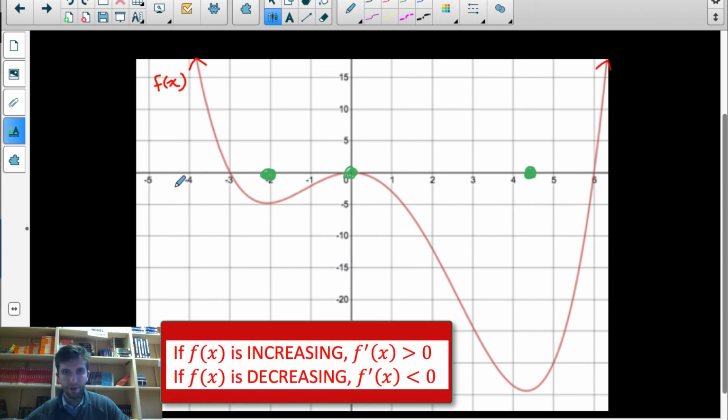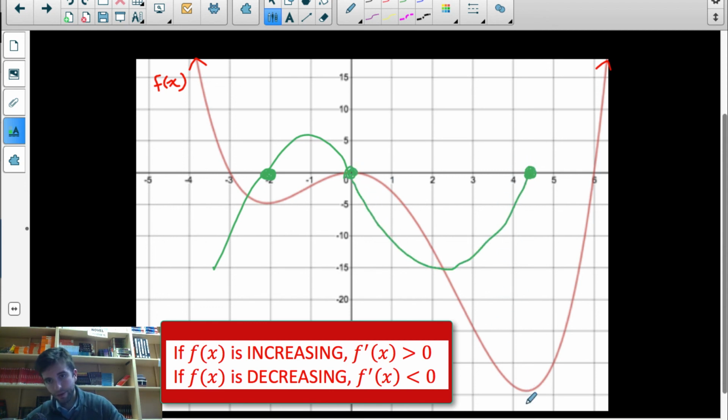Now I just have to figure out whether the derivative has negative or positive values in each of the intervals in between. So before -2, the derivative is going to be negative. I know that because the original function would have negative tangent slopes for any x value before -2. So the derivative is going to have negative y values. How about between -2 and 0? The function is increasing, which means the derivative is going to have positive y values.